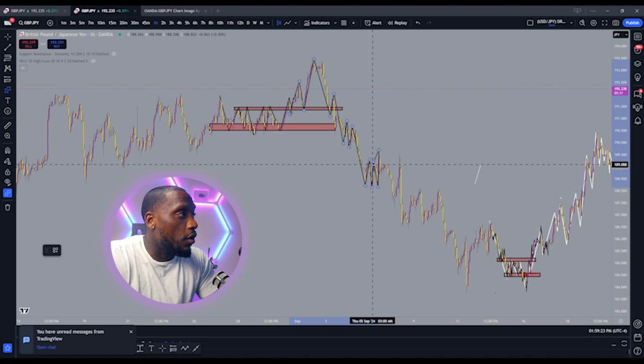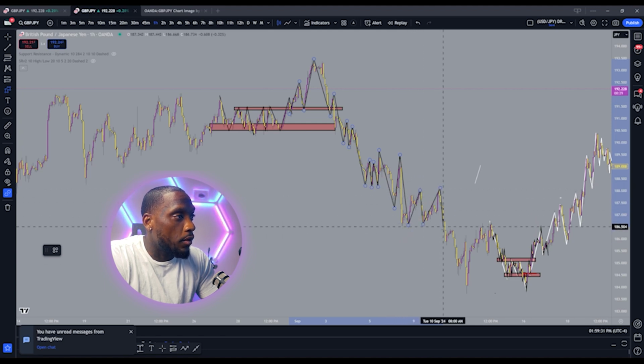So that means all of these were minors, right? Lower low, lower high, boom. These are all minor moves, right? Lower low, lower high, lower low, lower high.